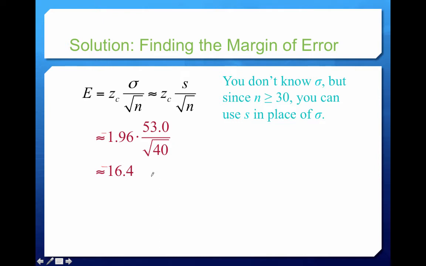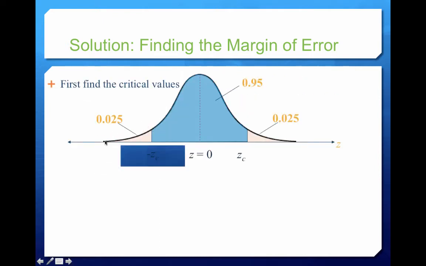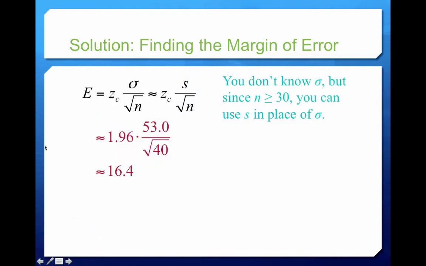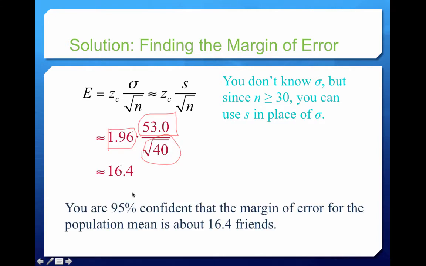Okay, so here, going through the formula, recall on the previous slide, we used norm.s.inv of 0.025 to get the 1.96. So here I've gotten my 1.96. In the problem, I'm given the sample standard deviation of 53, and I know my sample size of 40 users. I plug all this into my formula, and I get an error of 16.4. So we are 95% confident that the margin of error for the population mean is about 16.4 friends.